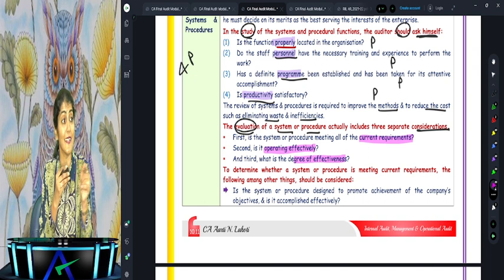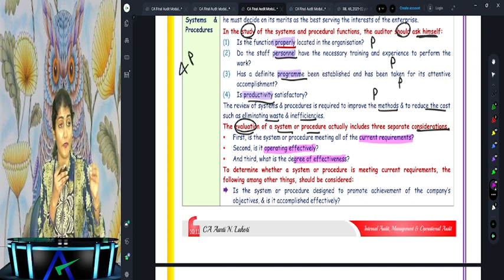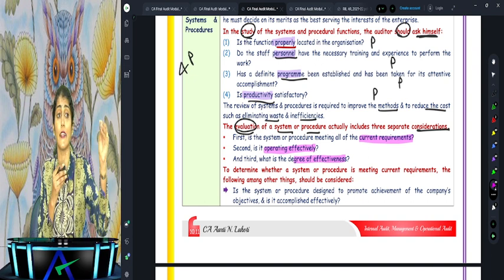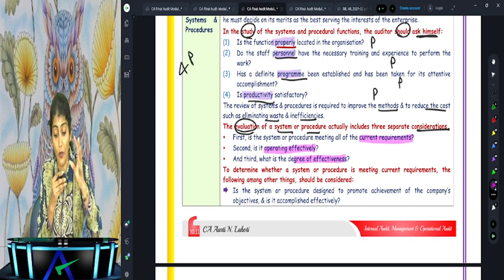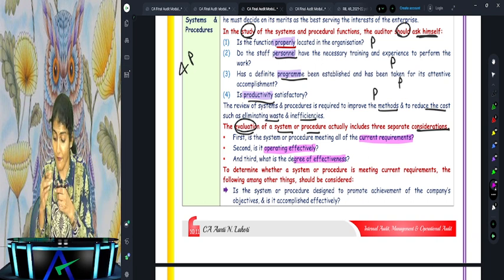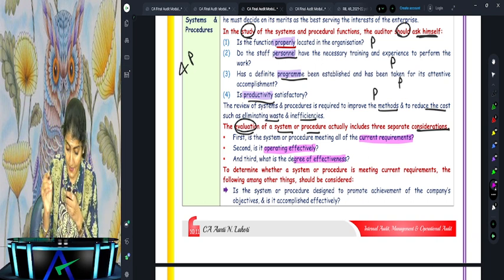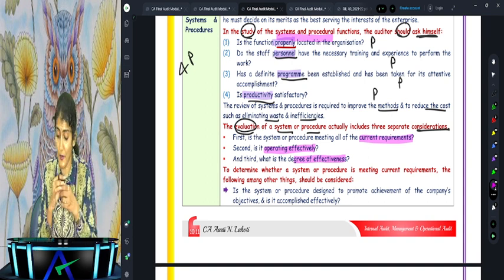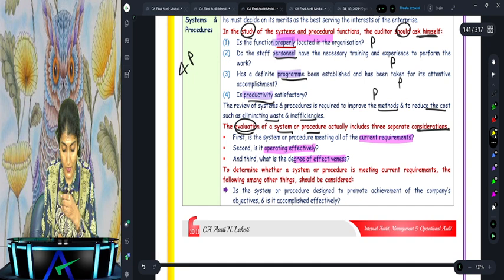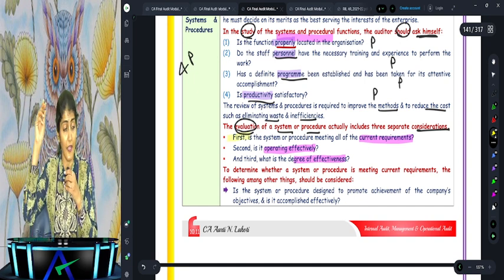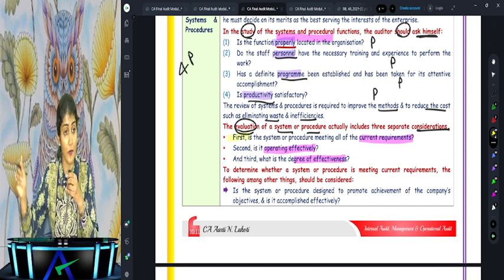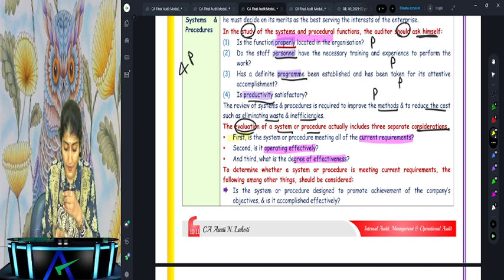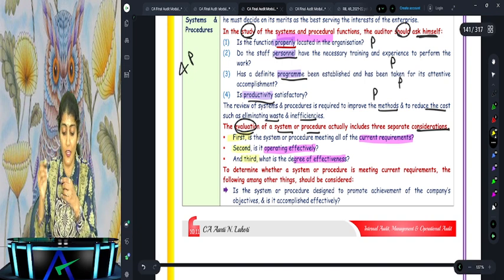That means what? Maintenance. It should not happen that out of 10, 7 times it is followed and 3 times not followed. Right? The degree of the effectiveness. So in the first, what we studied was the study of the system and procedure. Now we are talking about the evaluation of the system and procedure. First, you need to check whether it is meeting the current requirement. Second, whether it is operating effectively. And third, what is the degree of the effectiveness, right?